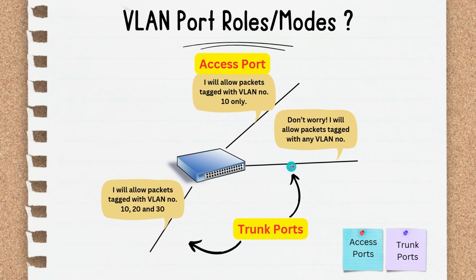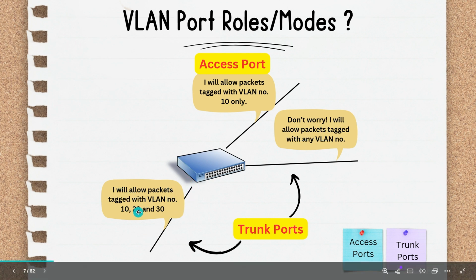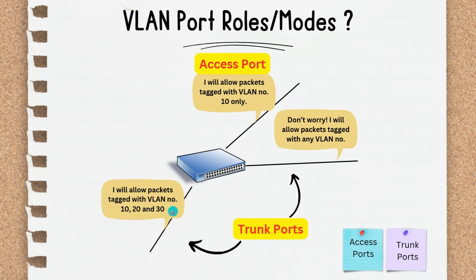So there are two cases. Let's say there is some port which says, I will allow packets tagged with any VLAN number, and there is some port which is allowing a group of some VLANs. So that is also a trunk port.